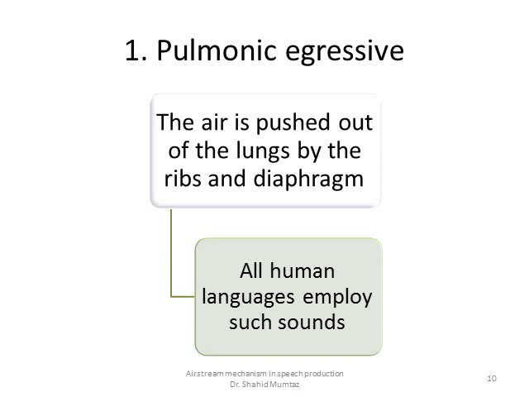Pulmonic egressive is a mechanism where the air is pushed out of the lungs by the ribs and diaphragm. All human languages employ such sounds like vowels, and nearly three people out of four use them exclusively.